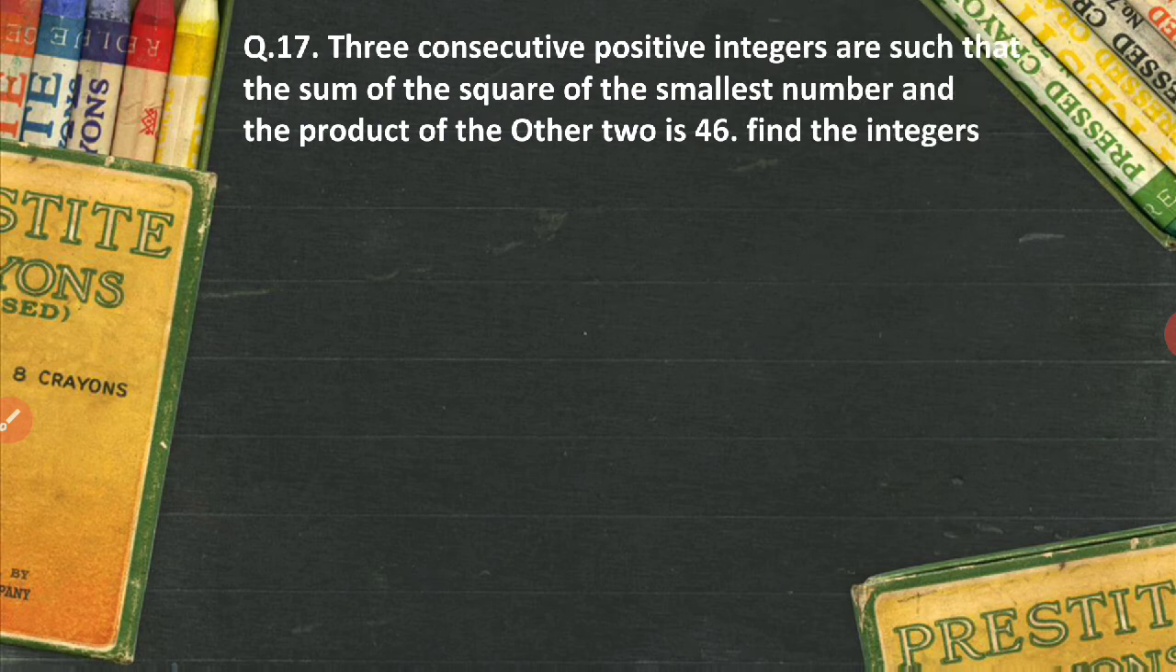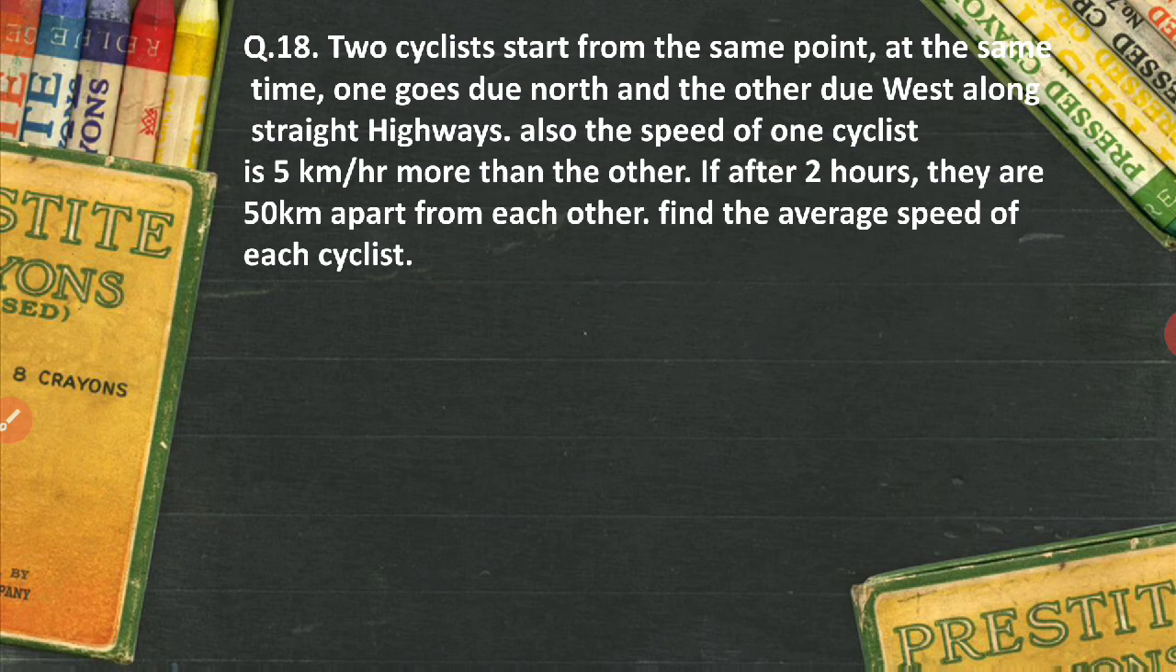You can practice this too. 3 consecutive positive integers are such that the sum of the squares of the smallest number and the product of the other two numbers is 46. Find the integers. So you have 3 positive integers, and they're consecutive. I think I've solved problems based on this. You can watch all the videos of quadratic equation word problems, and you'll definitely be able to solve this problem too.